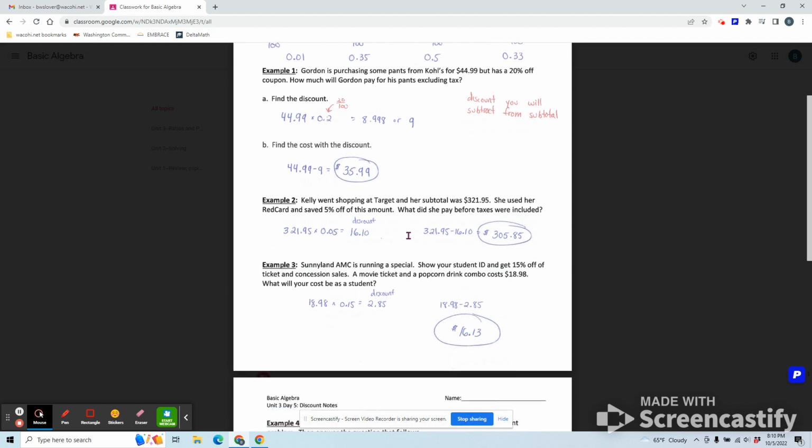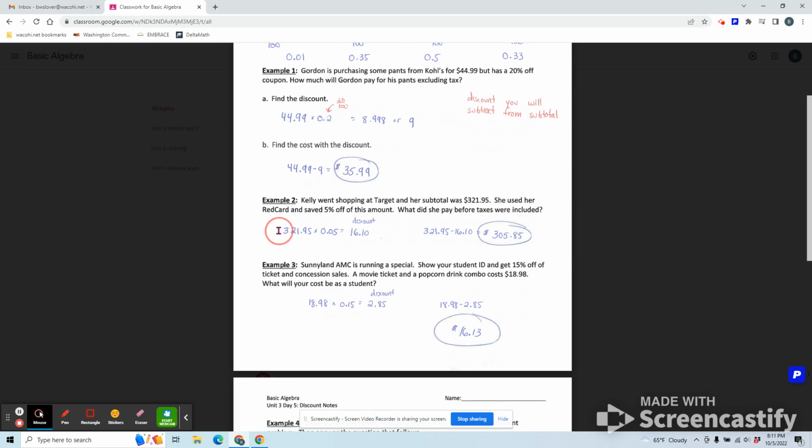Kelly went shopping at Target. Her subtotal was $321.95. So a subtotal just means how much you're paying before taxes. She used her red card and saved 5% off this amount. What did she pay before taxes were included?